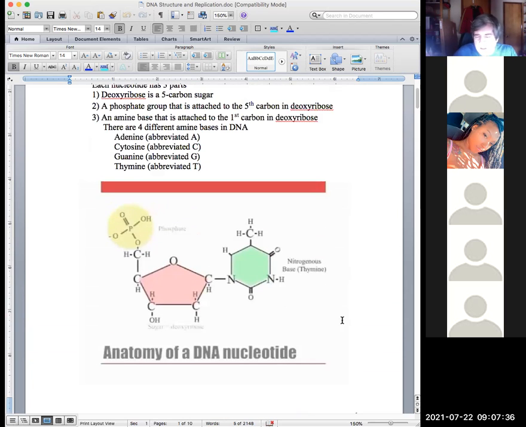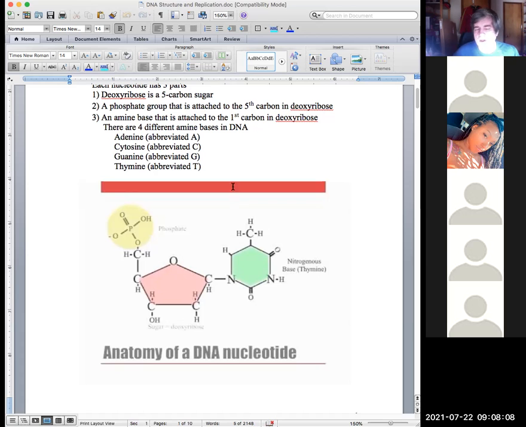So here's a DNA nucleotide. And remember, nucleotides have three parts. They have a molecule of deoxyribose sugar. That's where the D in DNA comes from. They have a phosphate group. And then they have a nitrogenous base, a base that contains nitrogen, which basically means either an amine or an amino group, either a nitrogen with one hydrogen or a nitrogen with two hydrogens.